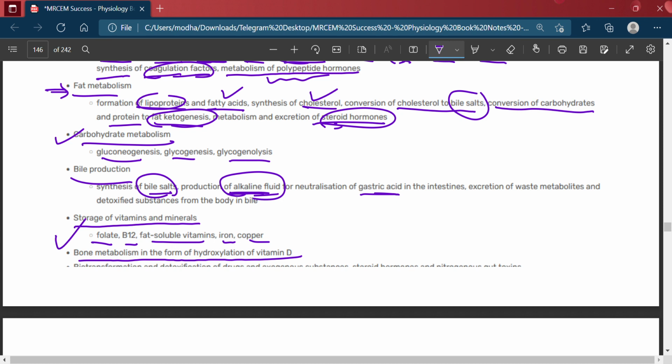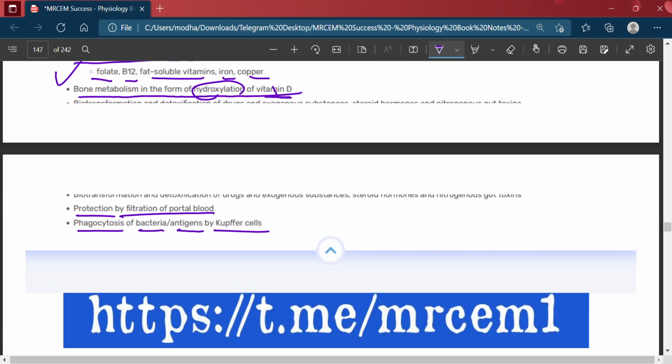Then bone metabolism in the form of hydroxylation of the vitamin D. Okay, then protection by filtration of portal blood, and the phagocytosis of bacteria and antigens by Kupffer cells. Okay, Kupffer cells cause the phagocytosis of the bacteria and the antigens.